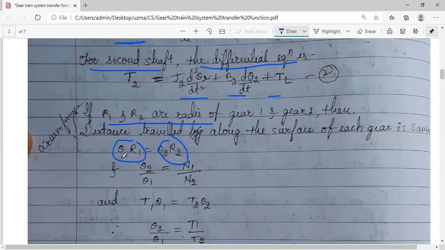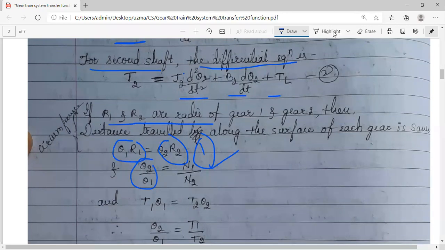Or I can take the ratio, this is one thing. And secondly, theta 2 by theta 1 is equal to n1 by n2. Probably you might have studied this in electrical engineering, not in terms of angular distances, probably some other parameter you have taken. Okay. So theta 2 by theta 1 is n1 by n2. Those are number of teeth.